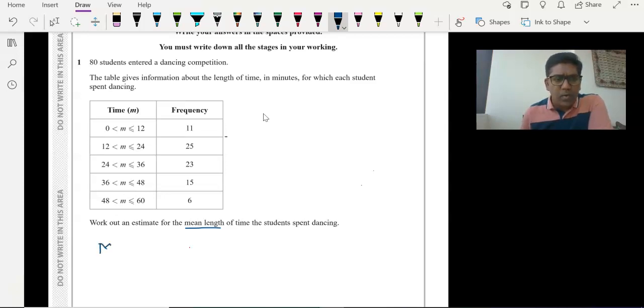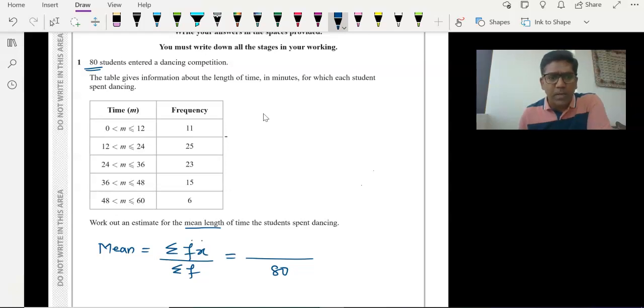Now the formula for the mean when your frequency is given to you is sigma fx upon sigma f. You can also say sum of all fx upon sum of all f. The total of all the frequencies, adding up all the frequencies already given to us, is 80. So I know the denominator is 80. Now for the numerator, you need to add up all fx. Fx means you need to multiply frequency with the midpoint of the class.